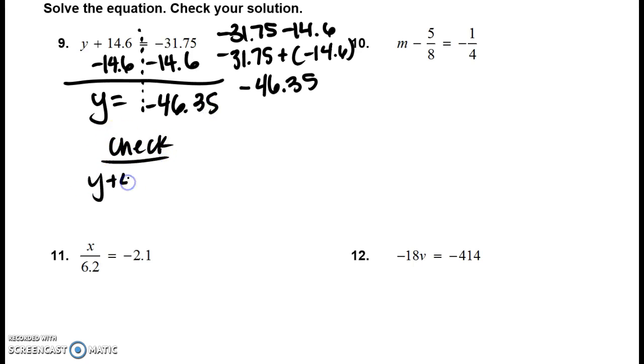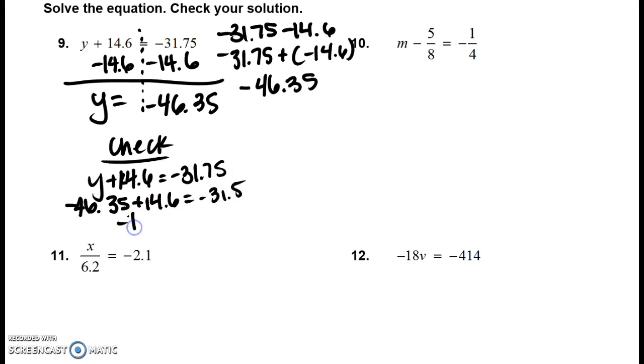original problem, plug in your x value, or your y value. And that indeed does equal negative 31.5. So you're good. Number 10, m minus 5/8 equals negative 1/4.